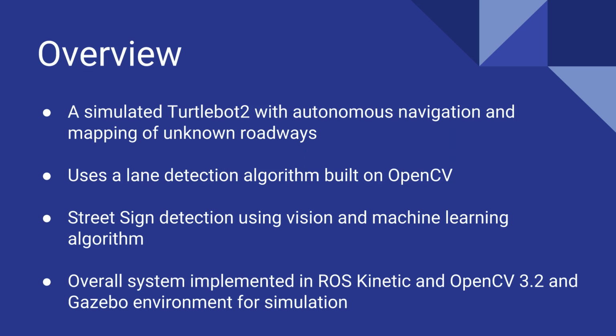A lane detection algorithm that is built on OpenCV is used for detection of lanes and to follow them. Street sign detection is done using machine vision and machine learning algorithms. The overall system is implemented in ROS Kinetic and OpenCV 3.2, and the Gazebo environment is used for simulation.